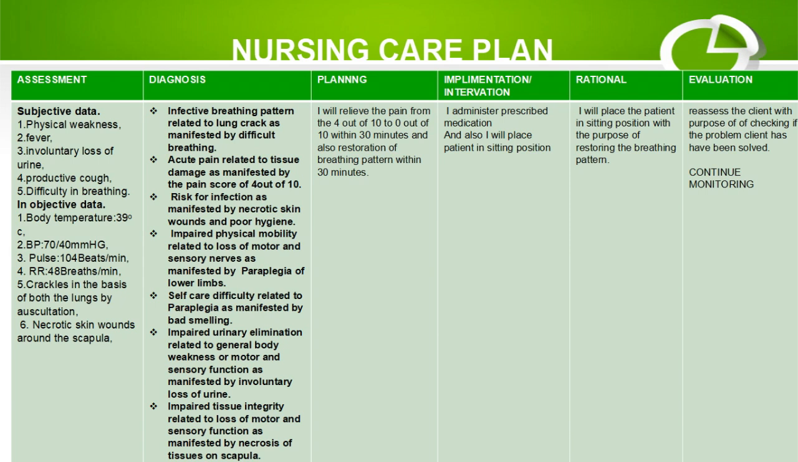During the intervention or implementation phase, I will implement my planning or goal with the purpose of relieving the problem the client has. For example, we can say I administer prescribed medication and also I will place the patient in a sitting position, and in the rationale phase I will also explain why I performed the previous intervention. For example, I will place the patient in a sitting position with the purpose of restoring the breathing pattern.